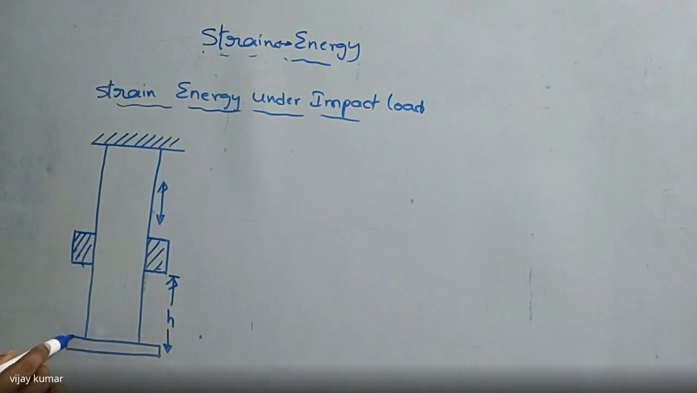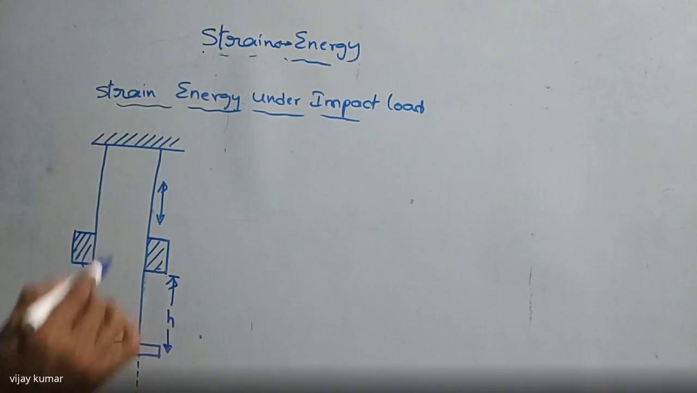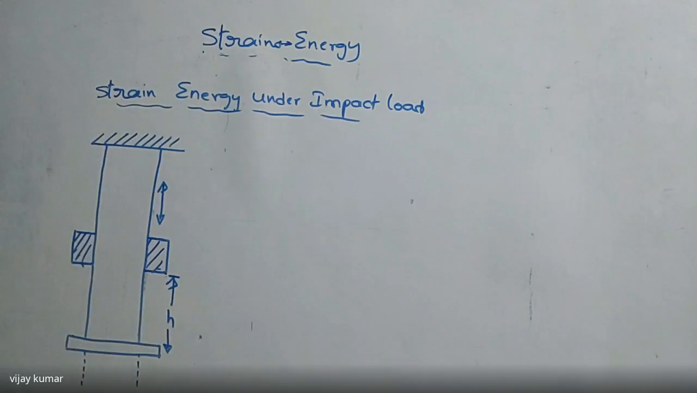This point goes to impact. After impact, it will expand like this. This is nothing but impact load. After impact, this load also moves along with the plate. The distance moved by this plate is delta L. What is the total distance moved by the load here? H plus delta L. Did you get my point or not? So this is the impact load.